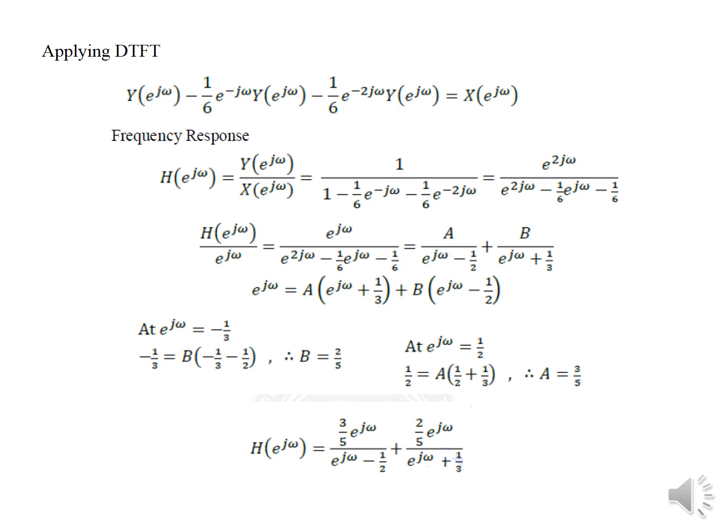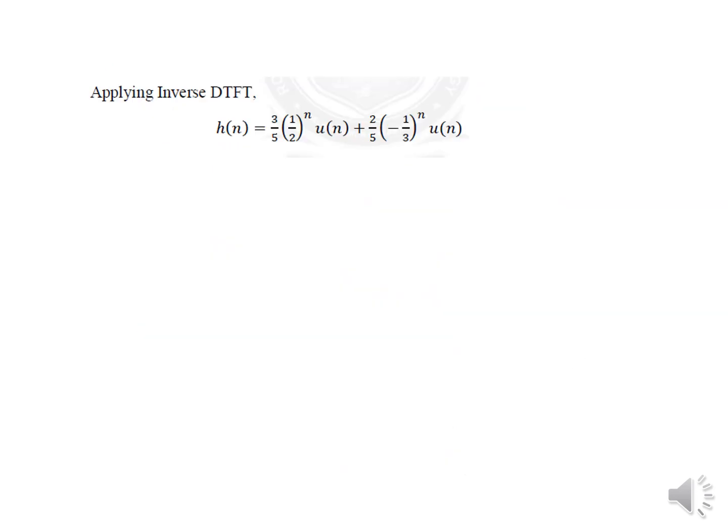Finally we find the values for A and B, group it into two terms, and then apply the inverse discrete time Fourier transform. Therefore we get the value of h of n as given here.